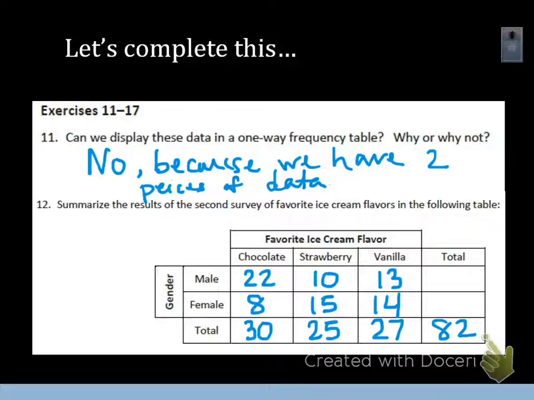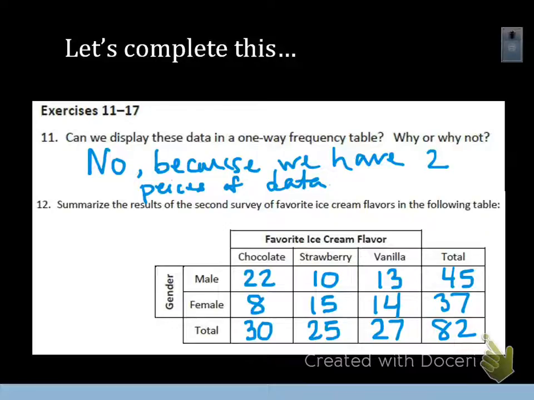Okay, so now I just have 2 last total columns to do. I'm going to take 22 plus 10 plus 13 to get that total, which is 45. And 8 plus 15 plus 14 to get that total, and that is 37. And to check here, 45 plus 37 does give me 82, so I know that I have filled that out correctly.